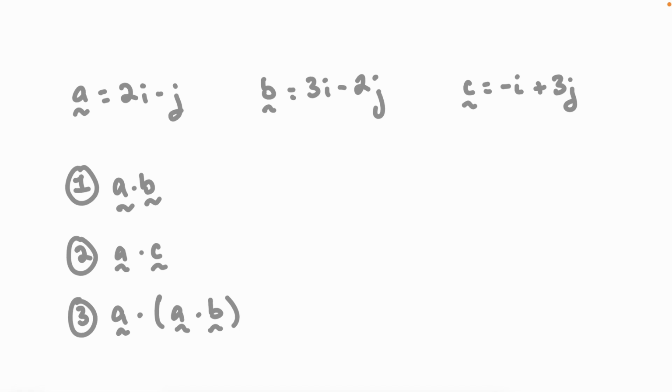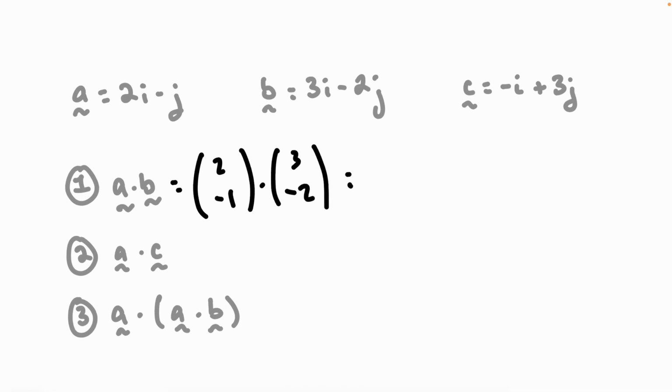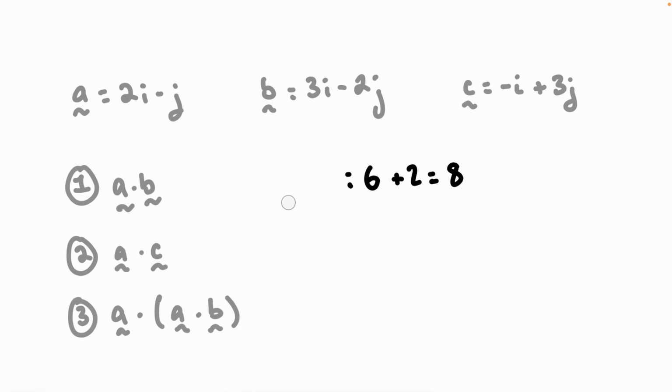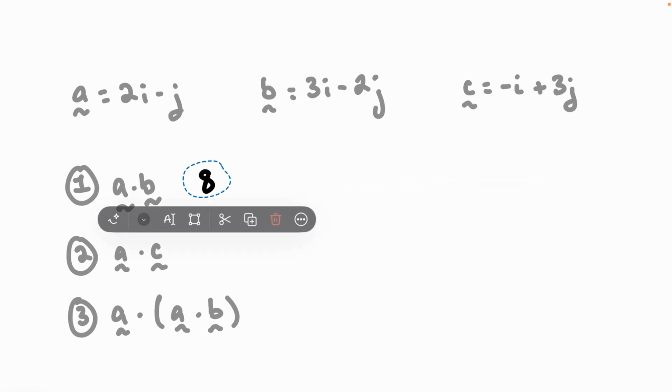Now we have this question here. We have vector A dot producted with vector B, in this order. So now what we're going to do is just dot product them. So (2, -1) dotted with (3, -2). This is vector A, this is vector B. 2 times 3 is equal to 6. -1 times -2 is equal to +2. Add them together, you just get 8. So this is the dot product between the two vectors. It's just equal to 8.